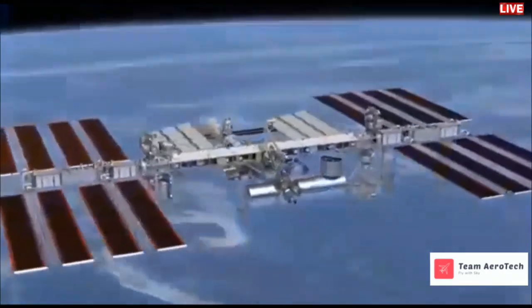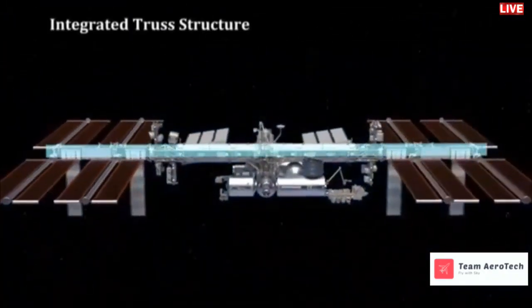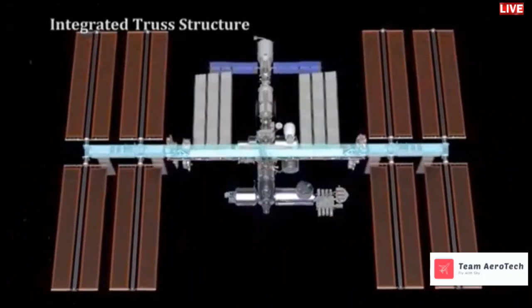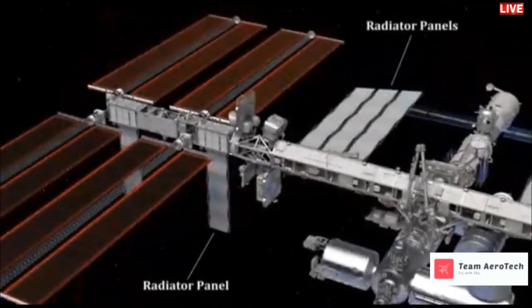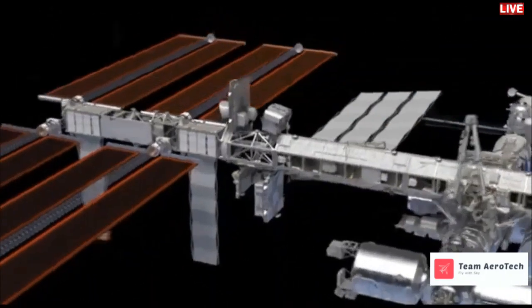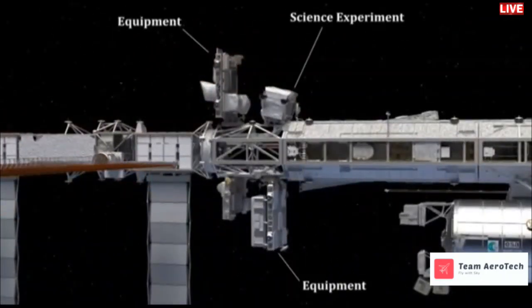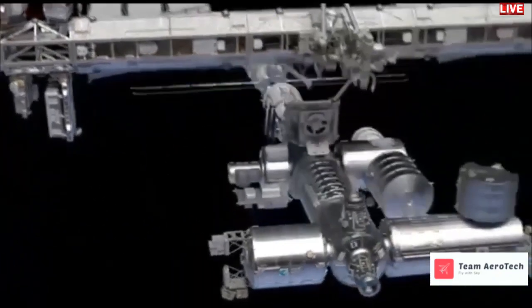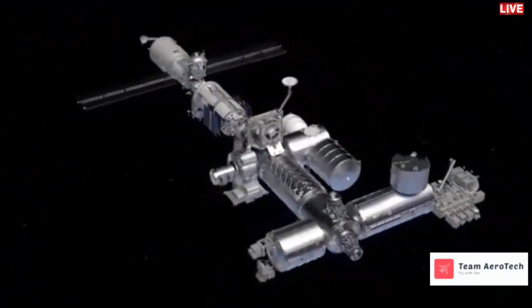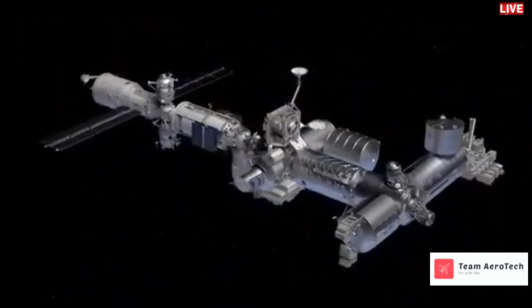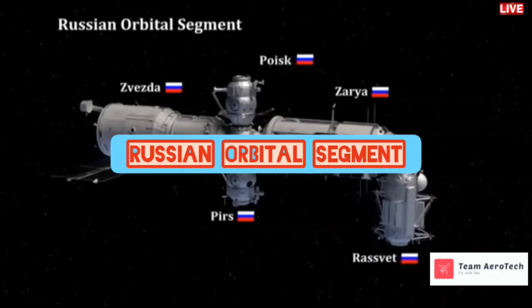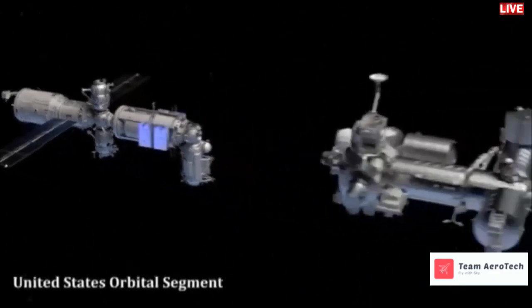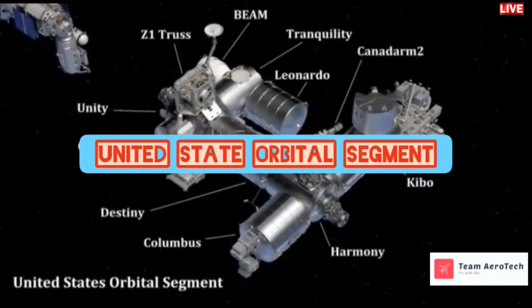Let's get to know the main parts of the ISS. The integrated truss structure is kind of like the backbone of the station, and it holds the solar arrays which generate the electricity. Radiator panels, other equipment and science experiments are also attached. This part down here contains the pressurized modules where the astronauts can live and work, without needing a space suit as in the outer space. And the Russian modules are known as the Russian segment, and the other side is called the United States segment, as you can see here on your screen.